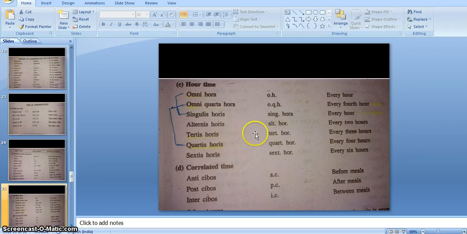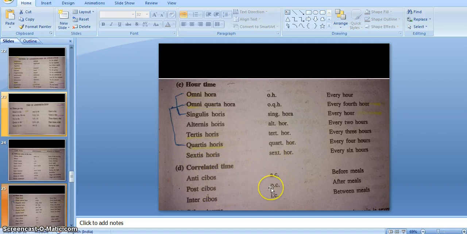Frequency of administration of our drug, right? Tertiis horis, that is every 3 hours. Then quartis horis, that is every 4 hours. Then sextis horis, that is every 6 hours. Okay, then correlated time, right?